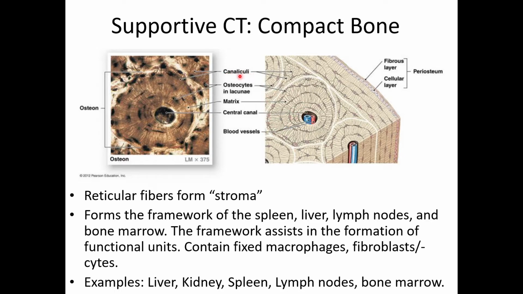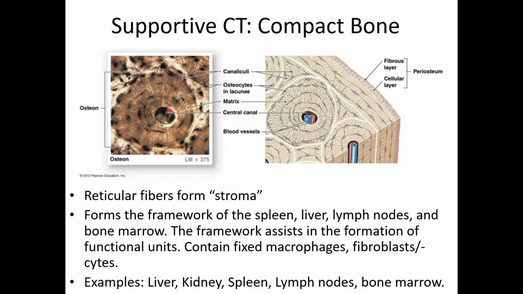So the canaliculi are essentially gap junctions, and we've already talked about gap junctions between cells before, where they allow for different chemical messengers and ions to bypass through to each cell. So these canaliculi are going to serve as gap junctions, essentially. And then finally, the final component we have are central canals.